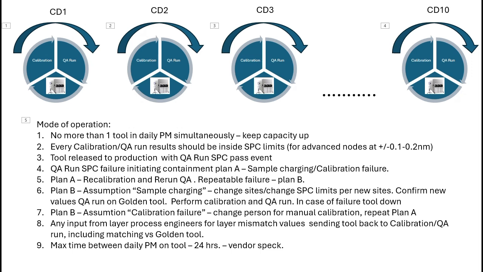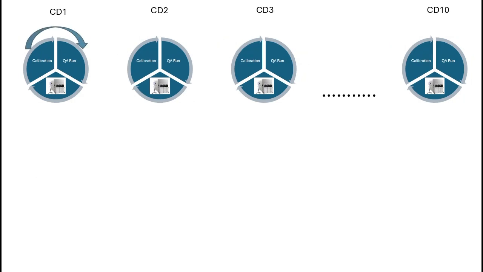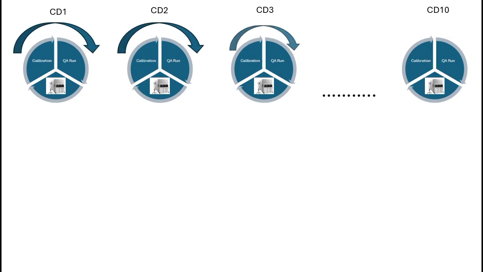Plan B, assumption calibration failure: change person for manual calibration. Repeat Plan A. Any input from layer process engineers for layer mismatch values sends the tool back to calibration/QA run, including matching versus the Golden Tool. Max time between daily PM on the tool, 24 hours.